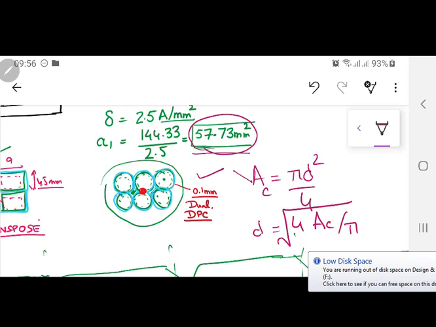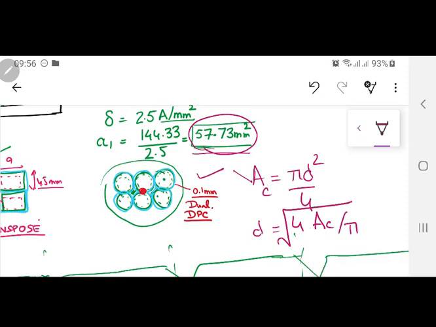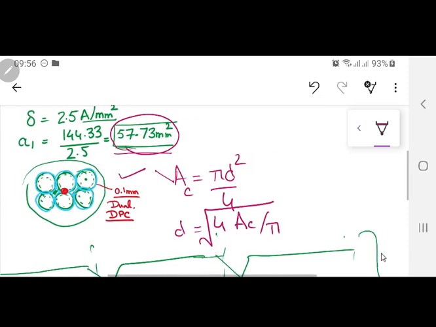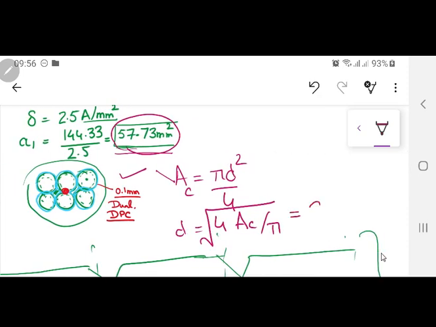Just plug in 57.73 mm square and divide by pi, and then you have the D. What is D here? It is 8.57 mm. This distance is 8.57, approximately equal to 8.5 mm.